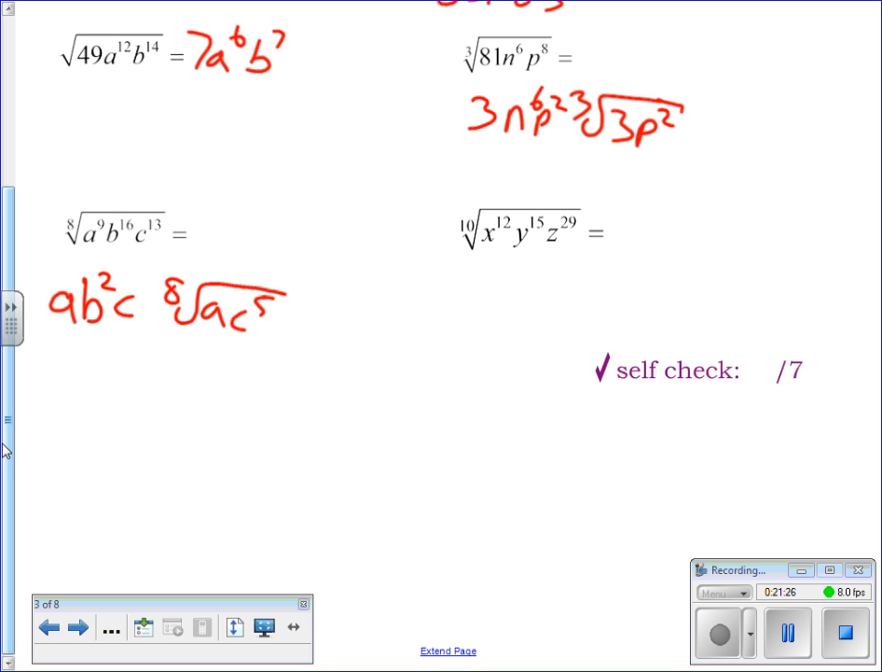Okay. And the next one, oh man, that's an easy one. Can't get much easier than that. The power on the outside is the 10th digit, and the power left on the inside is the 1's digit.